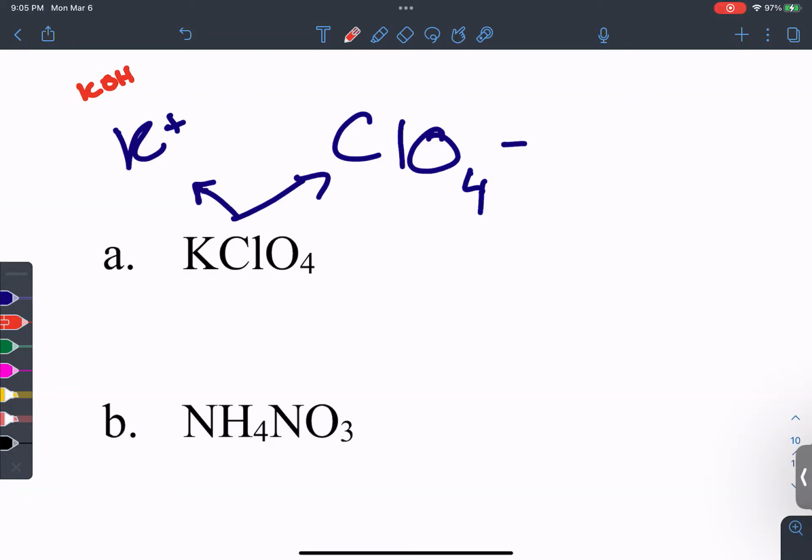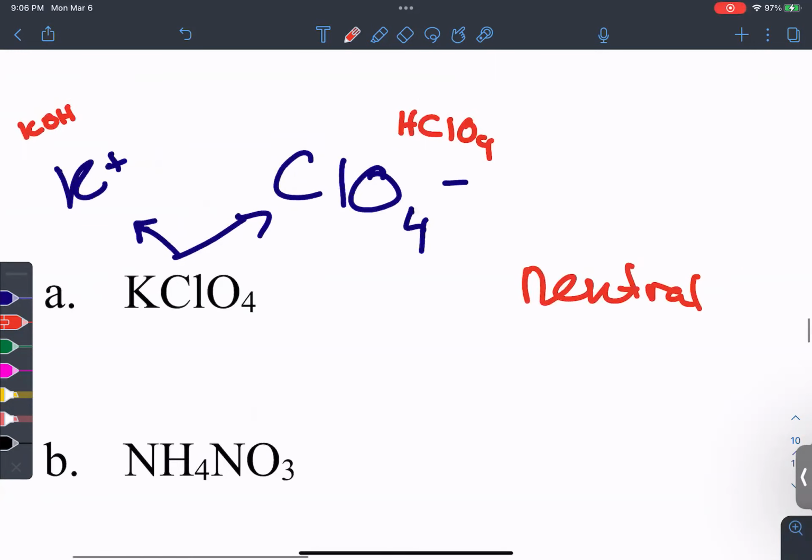Yes, it's a conjugate of a strong acid. So ClO4 minus is pH acidic, basic, or neutral? Neutral, yes, because HClO4 is a strong acid. So that would make potassium perchlorate overall pH neutral.